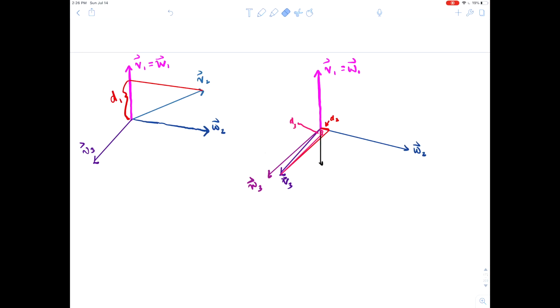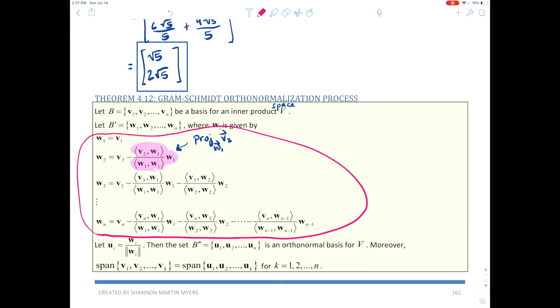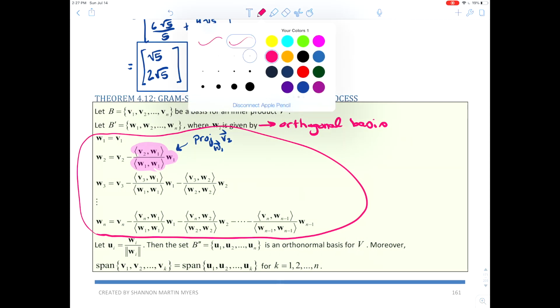Okay, so this is what we do in order to get each of the vectors to be mutually orthogonal. All right, but we don't have an orthonormal basis yet. After you get done finding all these W's right here, you will have found an orthogonal basis, right? So this is an orthogonal basis. But the final step is going to be to find this one here, this one here.